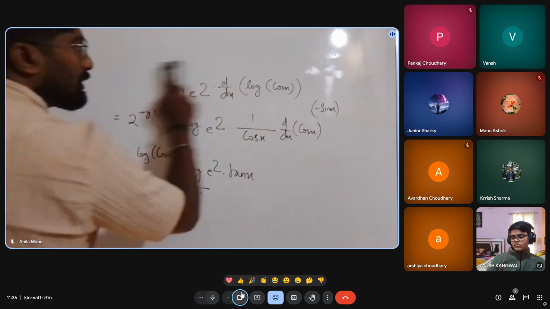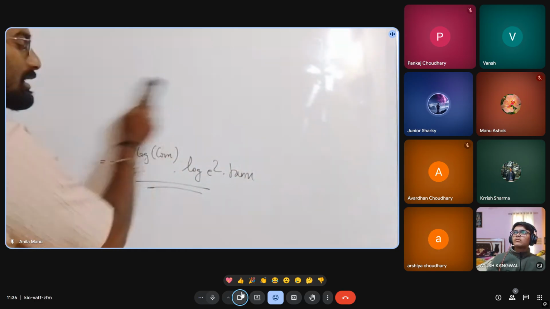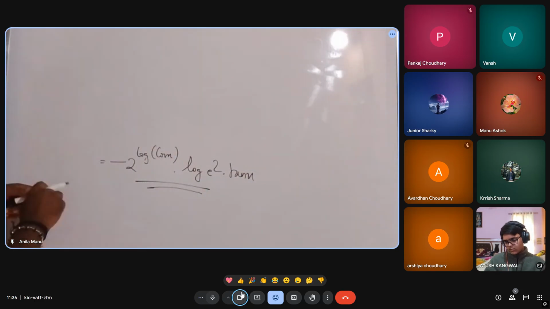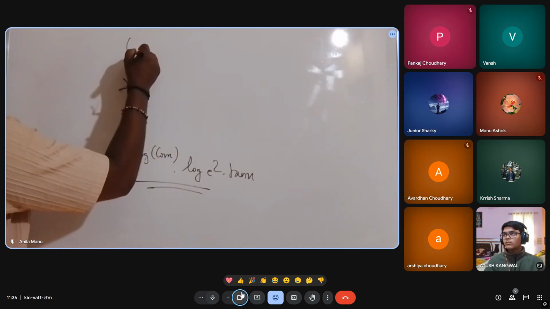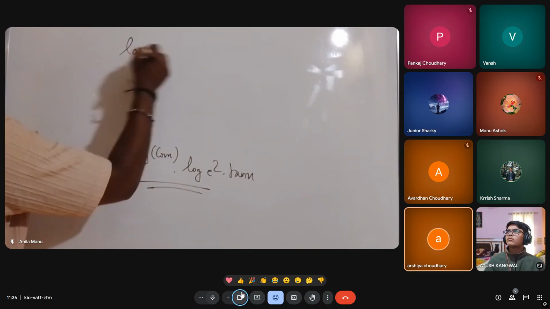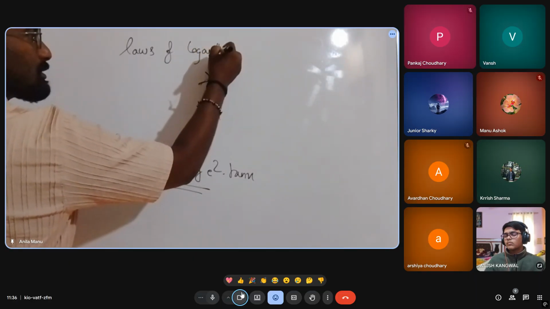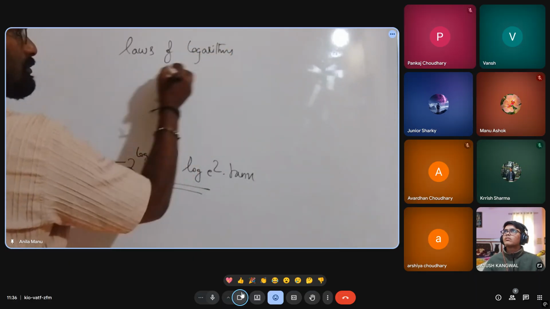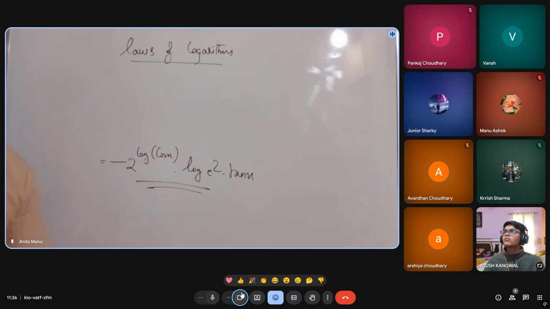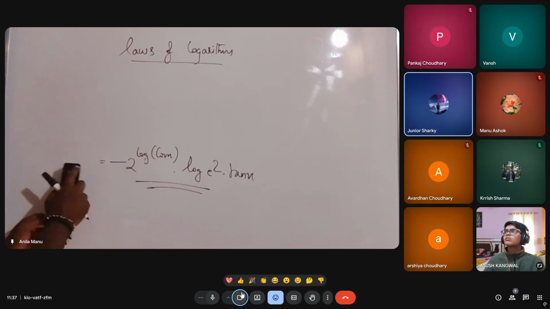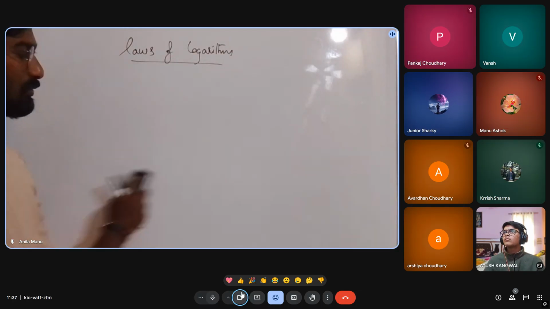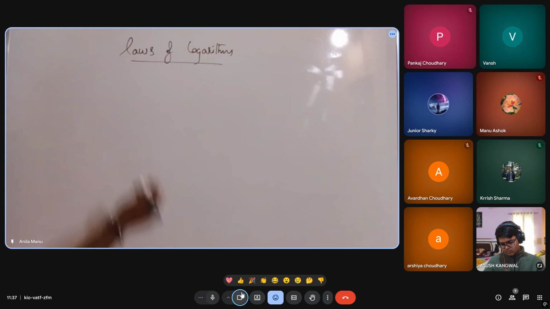Now you do one thing. Very, very important 2, 3 properties are there. Just note it there. Laws of logarithms, right? Laws of logarithms. Okay. So what are the laws we are having?